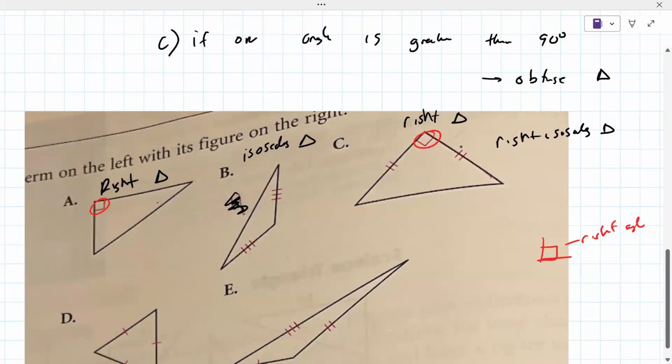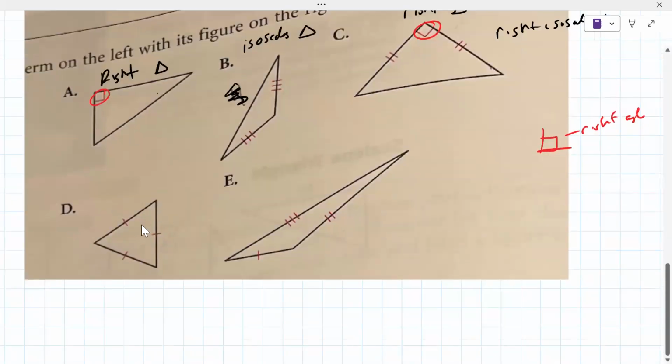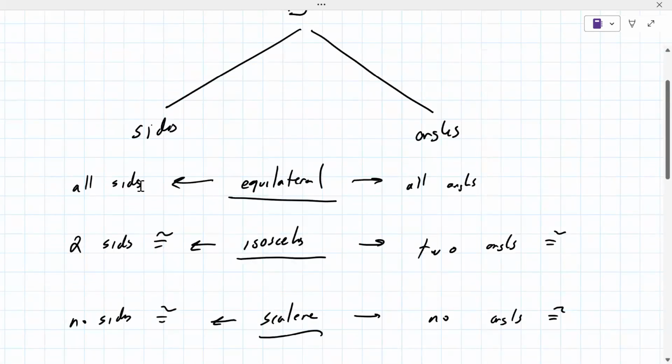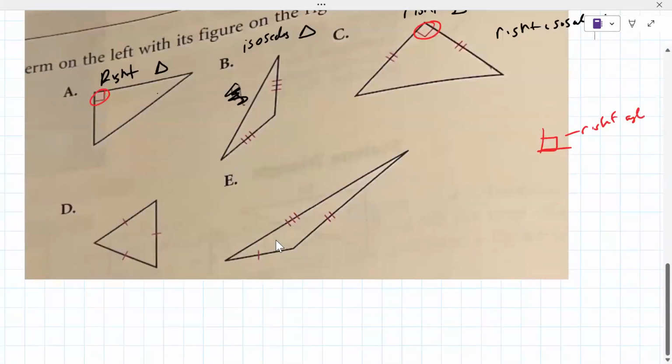So the next thing here is D. Tell me what you notice about D. Give me some words here, please. All the lines are equivalent, like they're all the same length. All sides are congruent. So what does that mean? Equilateral. Yeah, equilateral triangle.